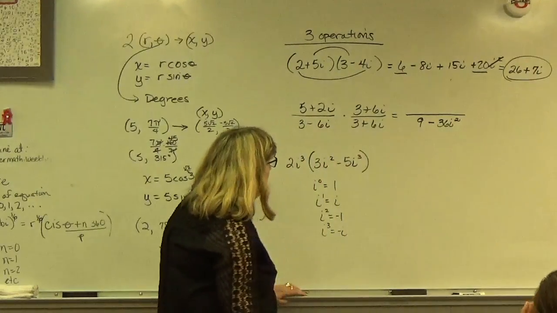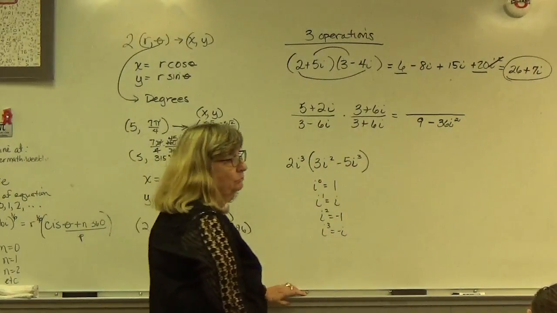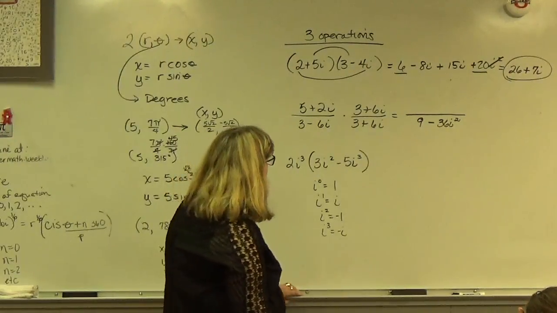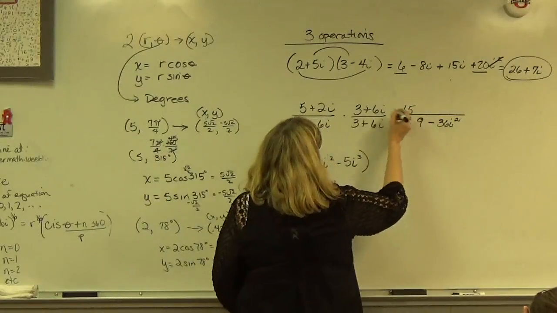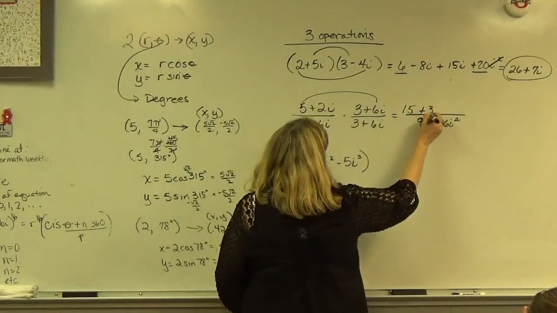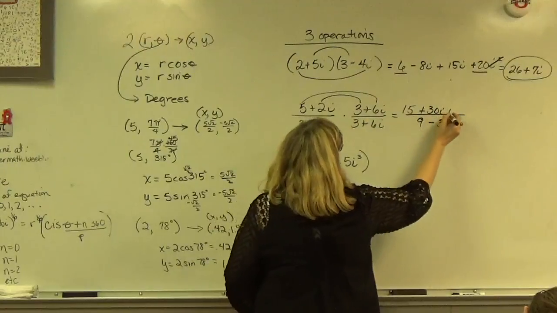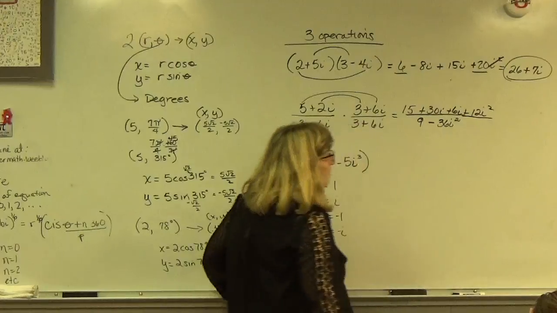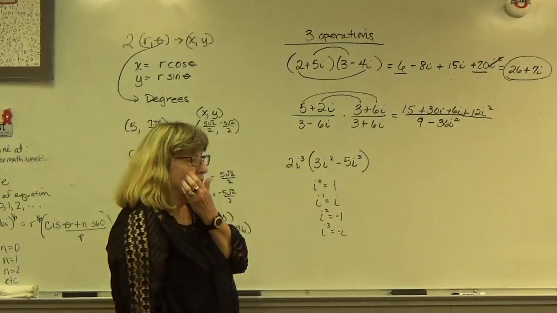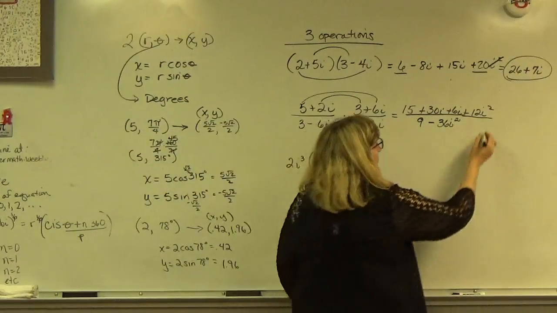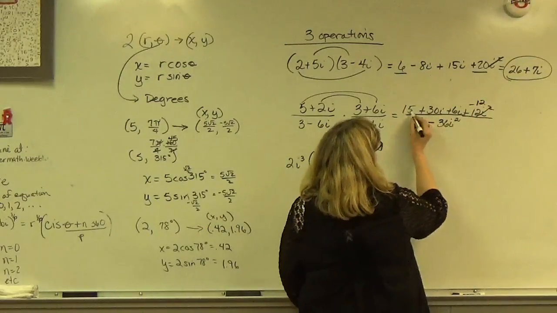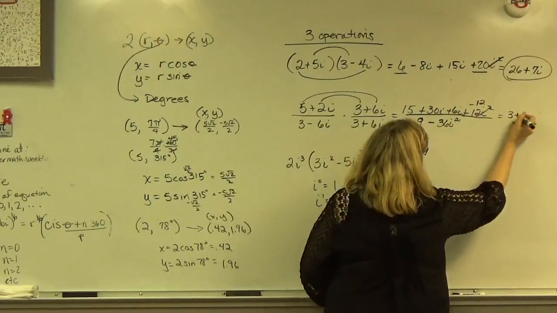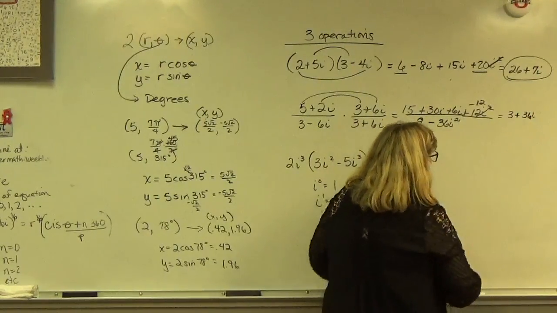Mason, you get to do the FOIL on the top part. It'll be 15 plus 30i plus 6i plus 12i squared. And Delaney, you get to do the simplification. What's i squared going to change to? -1, so it's negative 12. So what's 15 minus 12? 3. And what's 30 plus 6? 36.